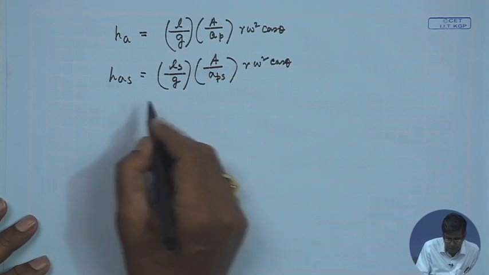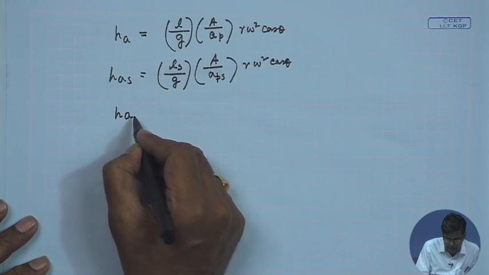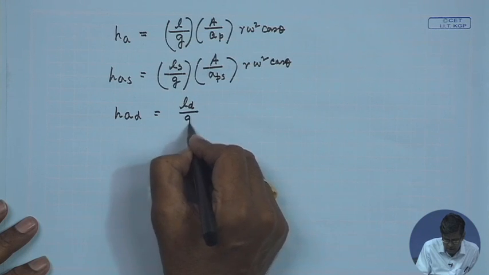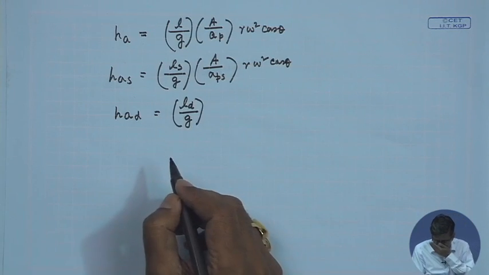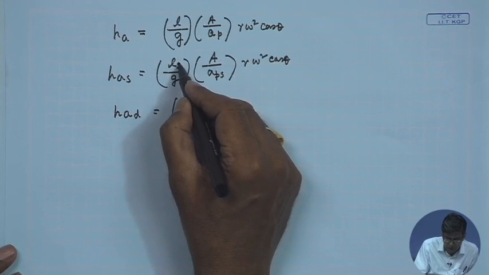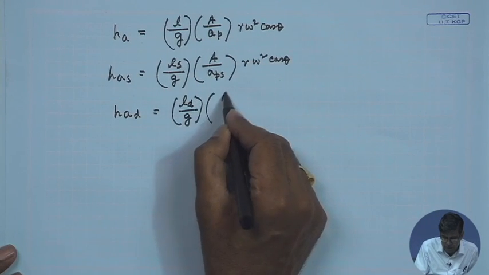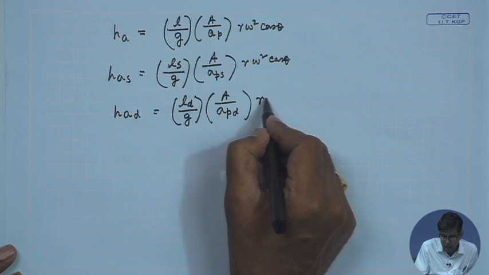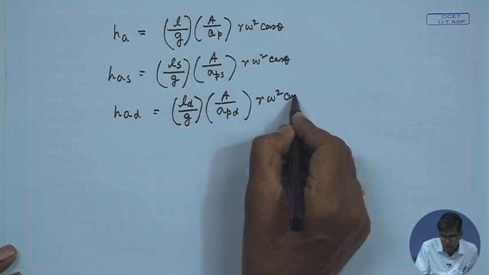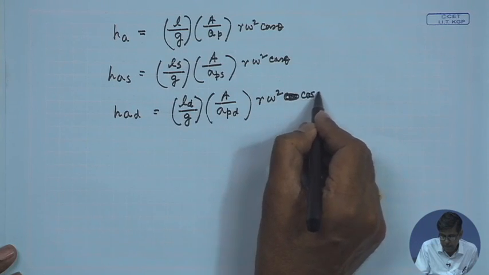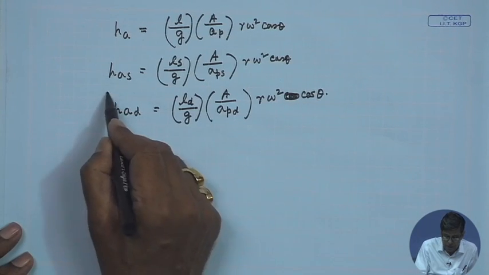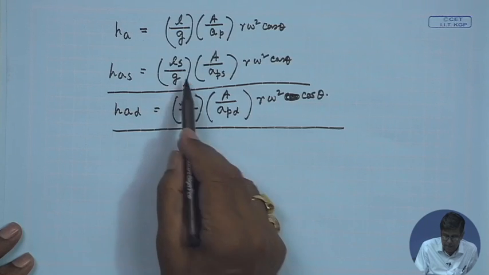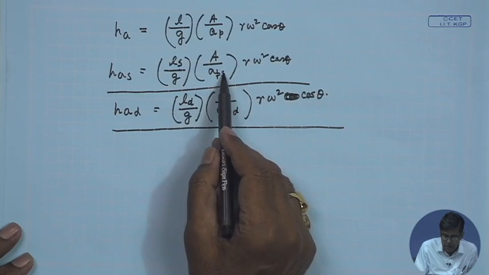Then next, the acceleration head on the delivery side will be the length of the delivery pipe into this area ratio, where this is the cross sectional area of the delivery pipe, times r omega square cos theta. Sorry, my handwriting is bad. So the expression is the same, only the lengths and the cross sectional areas are changed for suction and delivery.